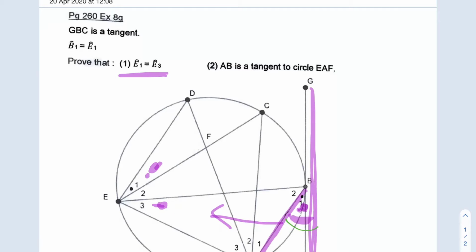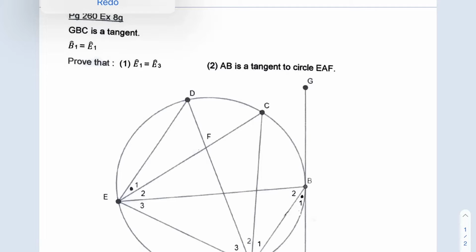Now let's go and look at the second example that we need to do. The second thing we need to prove, okay, let's maybe just mark what we've already established. We've established that that is equal to that is equal to that. Might help us in the next example. Now, the second thing we need to prove is that AB, this one here, is in fact a tangent to circle EAF.